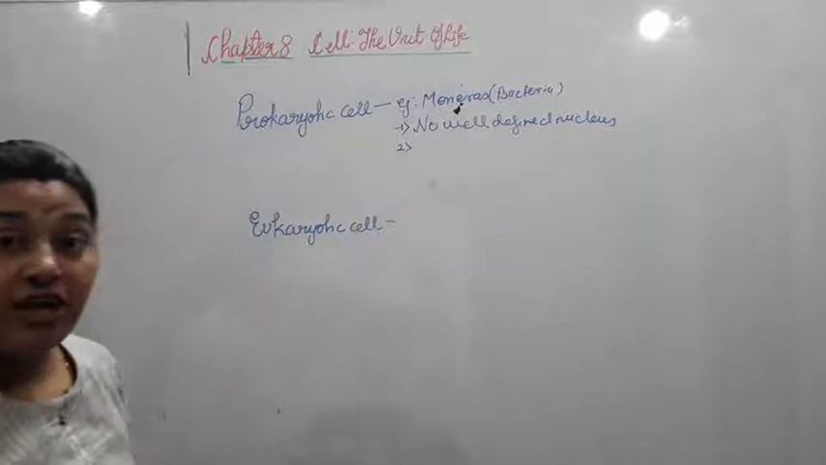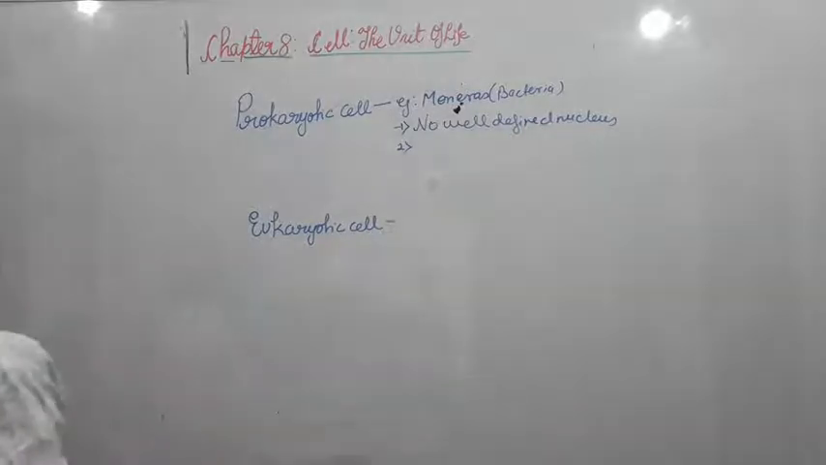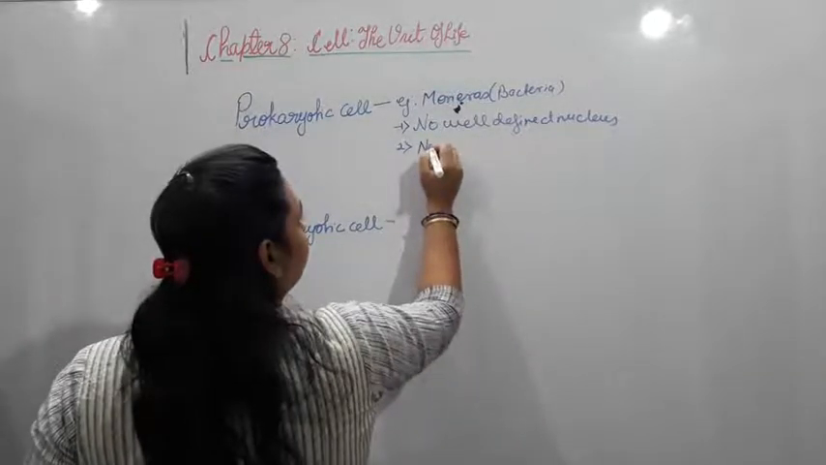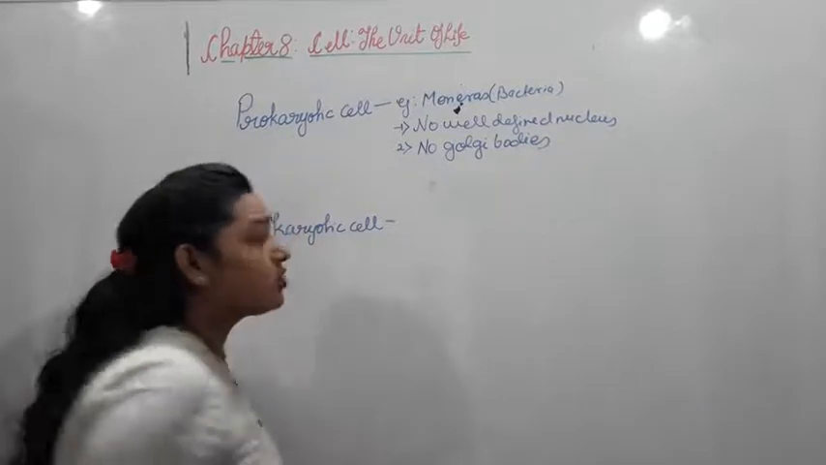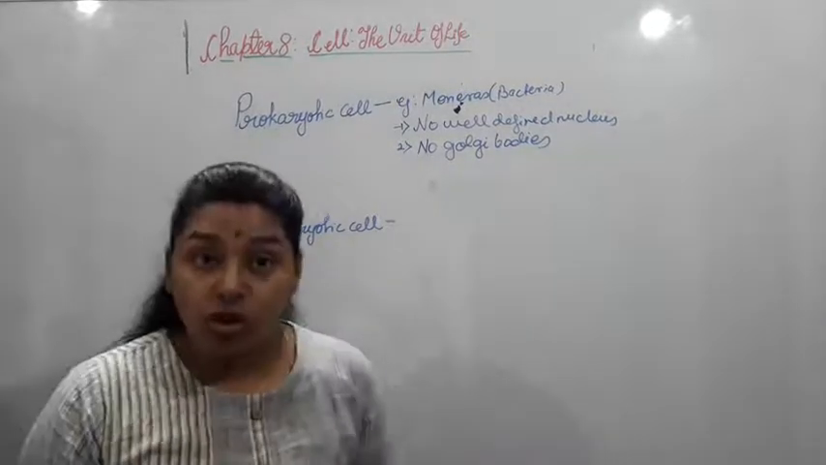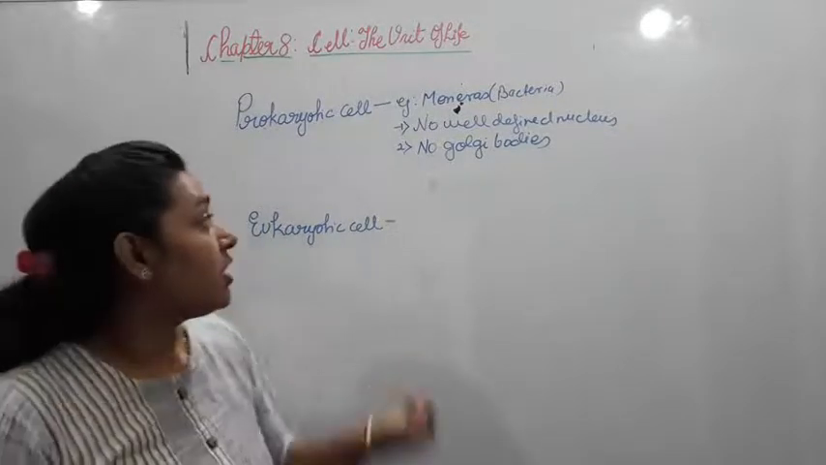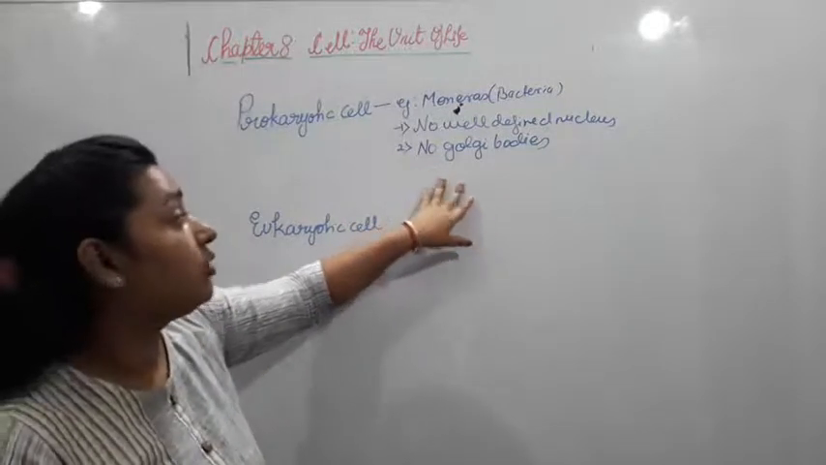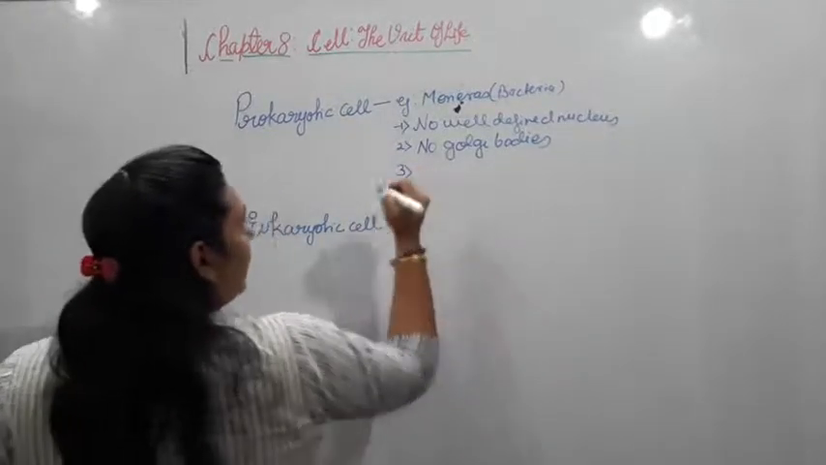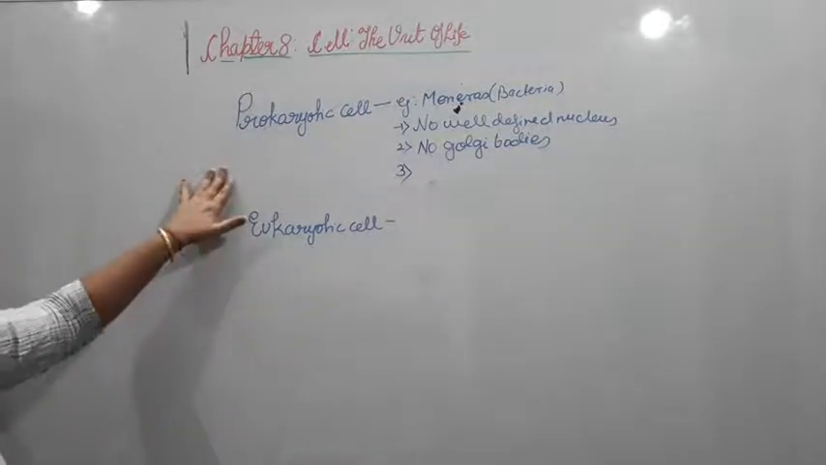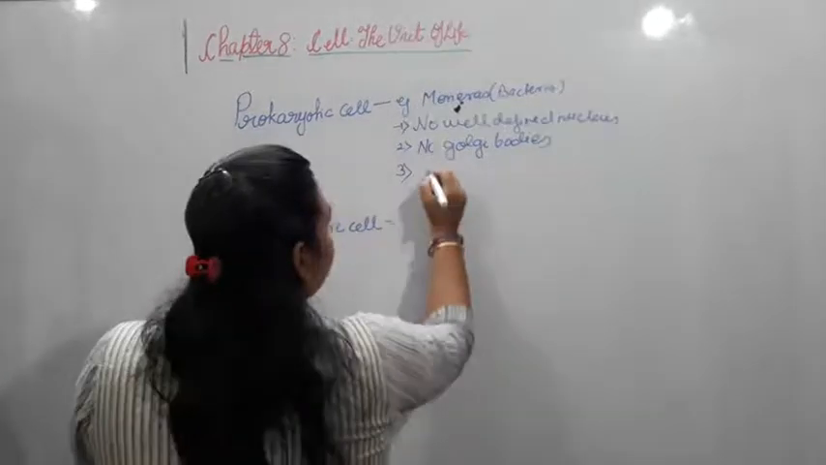Not only this, just because they don't have a well-defined nucleus, they do not have the other Golgi bodies. Now, what are these Golgi bodies? Golgi bodies means your mitochondria, endoplasmic reticulum, rough endoplasmic reticulum. These are all the Golgi bodies, right? So the moneras or the prokaryotes don't have Golgi bodies, but only one is very commonly present in both the prokaryotes and the eukaryotes, and that is the ribosome.